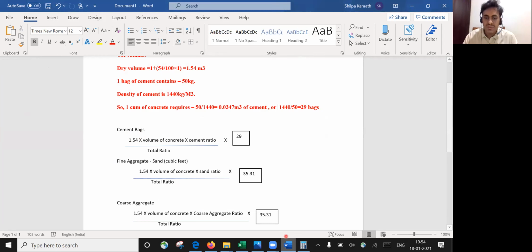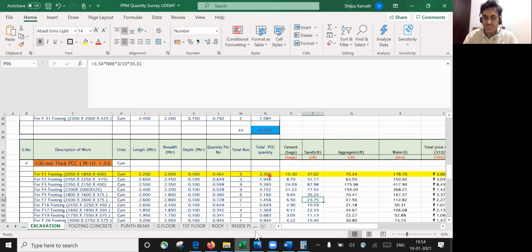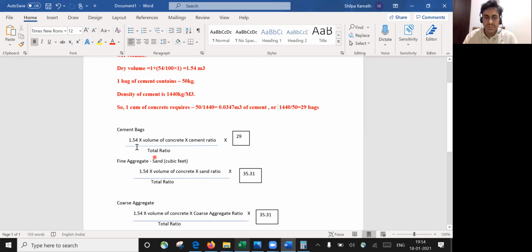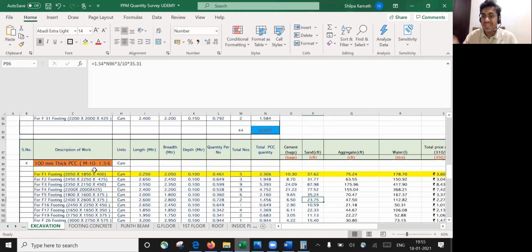What we got here, we got 2.306, right? So multiply that 1.54 into 2.306 into the cement ratio. Now coming to the cement ratio, usually the PCC what we use is usually M7.5 or M10 grade. If you're using an M10 grade of PCC, the ratio is 1 is to 3 is to 6. That is 1 part of cement, 3 parts of fine aggregate, that is sand, and 6 parts of coarse aggregate.